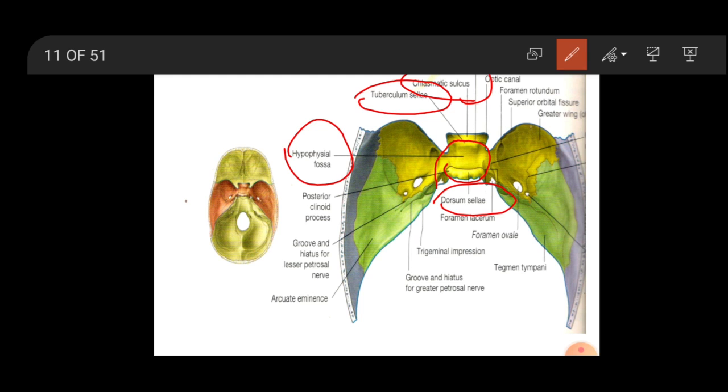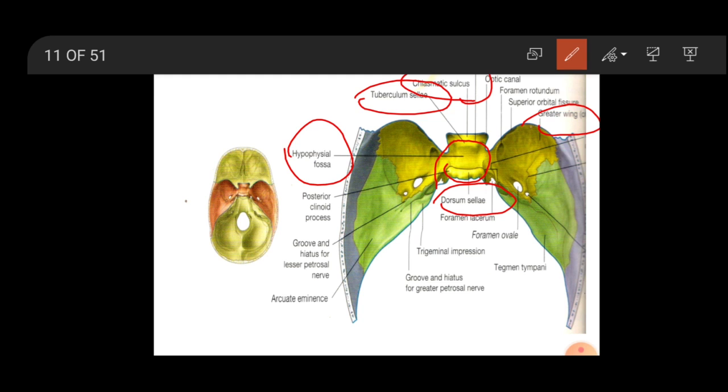Then you have the greater wing of sphenoid on either side. This is the greater wing of sphenoid, and you have various foramina there in the greater wing of sphenoid.